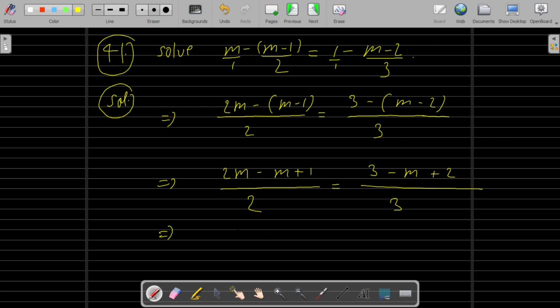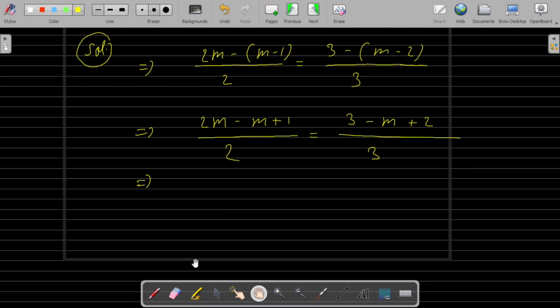So now 2m minus m plus 1 will become m plus 1 upon 2 equals to, this will become 5 minus m upon 3. Now we will multiply this 3 to this thing, and 2 will get multiplied to 5 minus m, because they are in division on both sides. If I interchange their sides, they will get into multiplication.